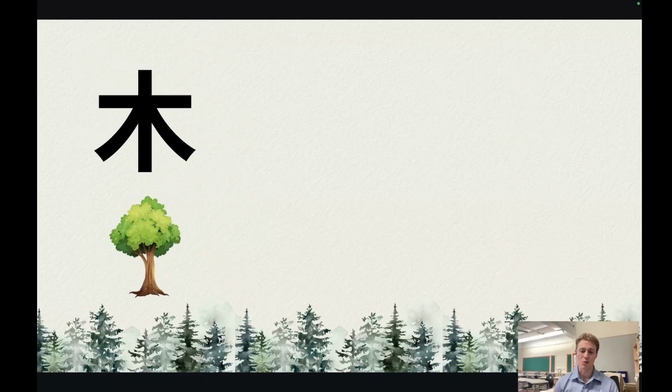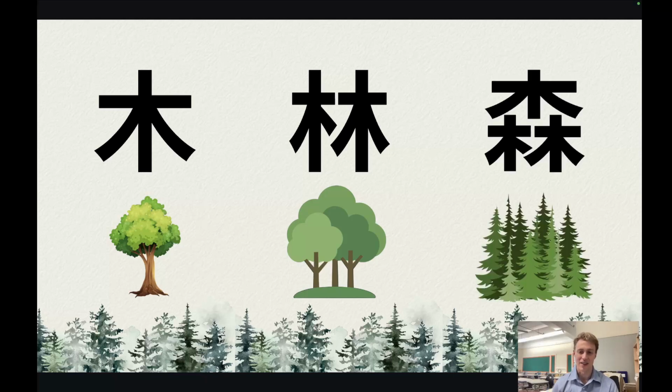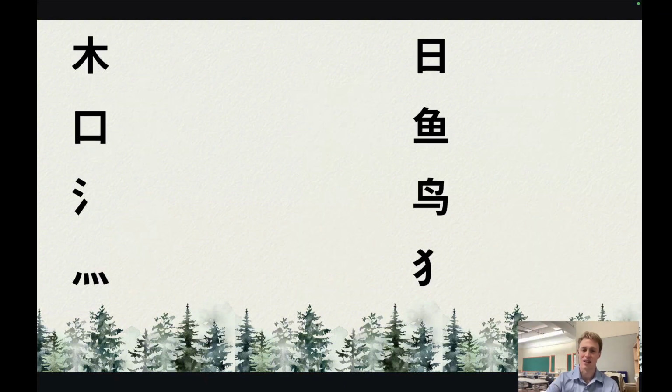So the way that these work is, for example, you have mu. By itself it is a character, but you can add it to other things. One of the most popular ways that people demonstrate this is with, then you have lin, which is a copse or a grove of trees. And then you have sen, which is a forest. So you'll see we just add more mu, and you have more trees in the mix.